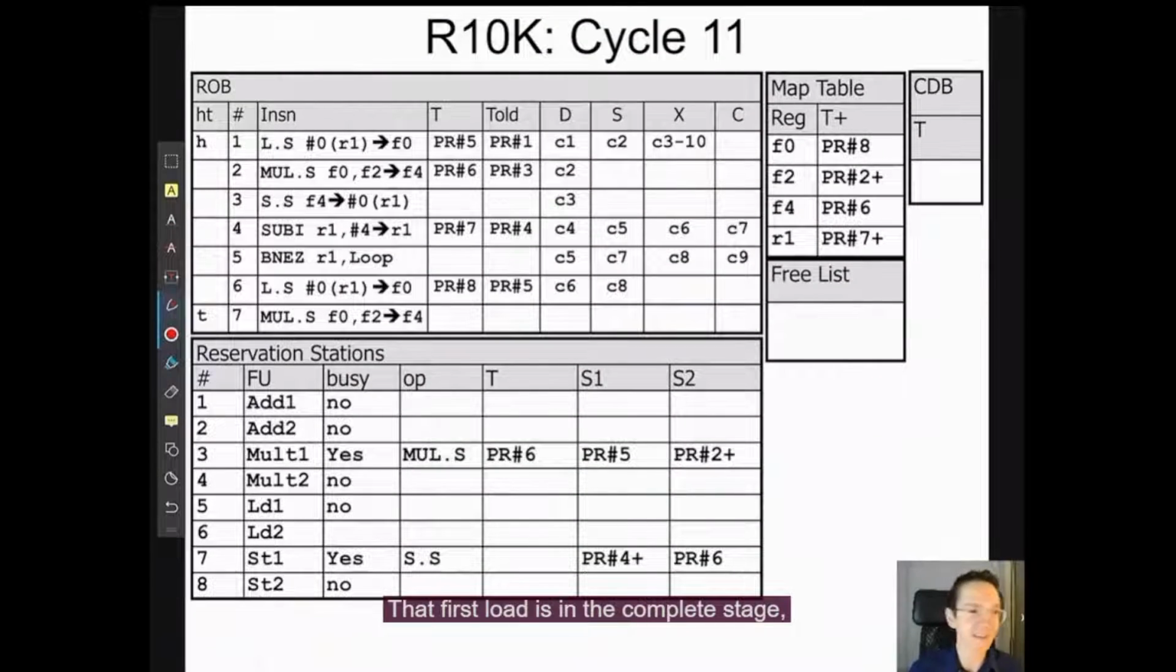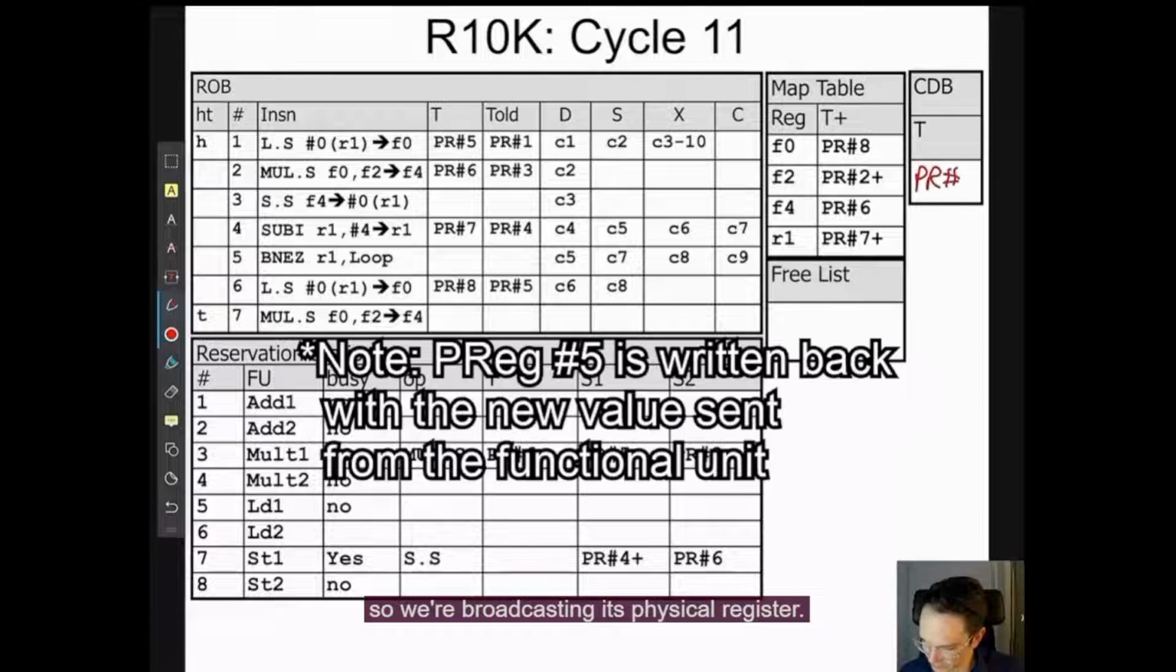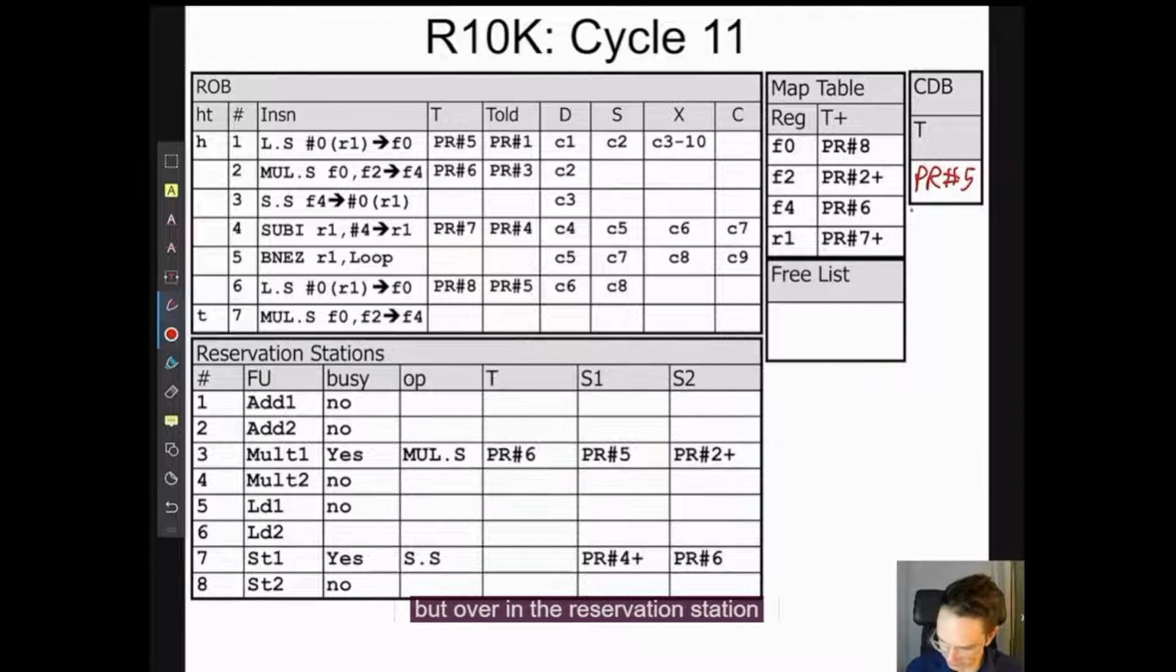That first load is in the complete stage, so we're broadcasting its physical register over the CDB, assuming that the CDB latched this tag while the reservation station entry was being deallocated. We perform those associative lookups in the map table where we don't get a tag match on physical register number 5, but over in the reservation station entry we do, and so we set the ready bit for that first multiply instruction, and that wraps up the complete stage for the load instruction. Meanwhile, in the second half of the cycle, at last that first multiply instruction, both of its operands are now ready so it can issue. We send it to the functional units.